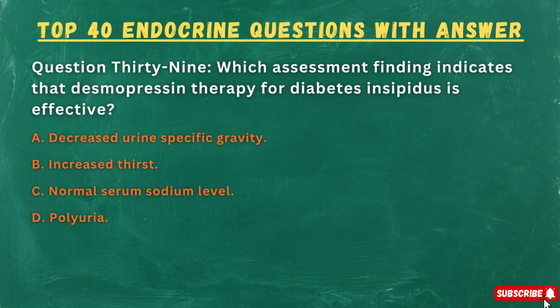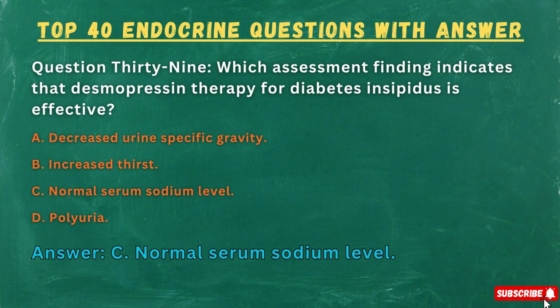Question 39. Which assessment finding indicates that desmopressin therapy for diabetes insipidus is effective? A. Decreased urine-specific gravity. B. Increased thirst. C. Normal serum sodium level. D. Polyuria. Answer: C. Normal serum sodium level.